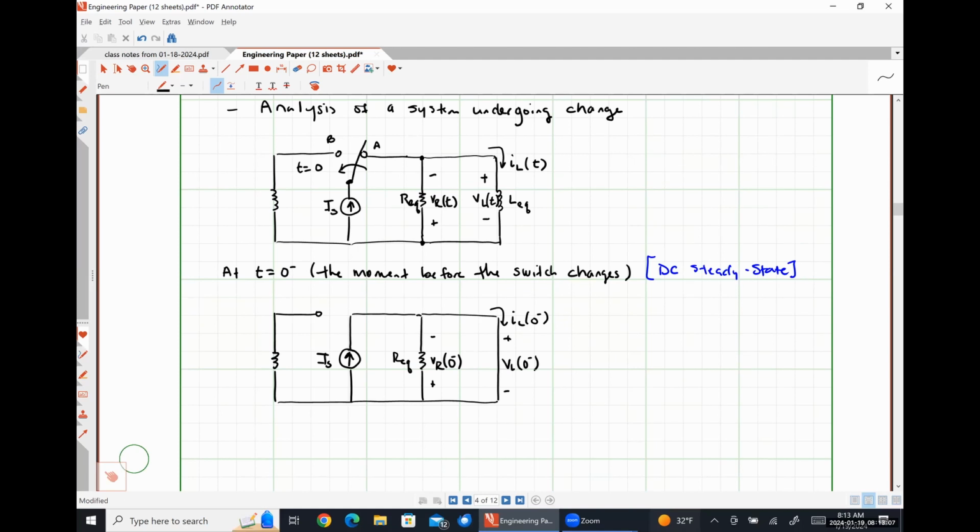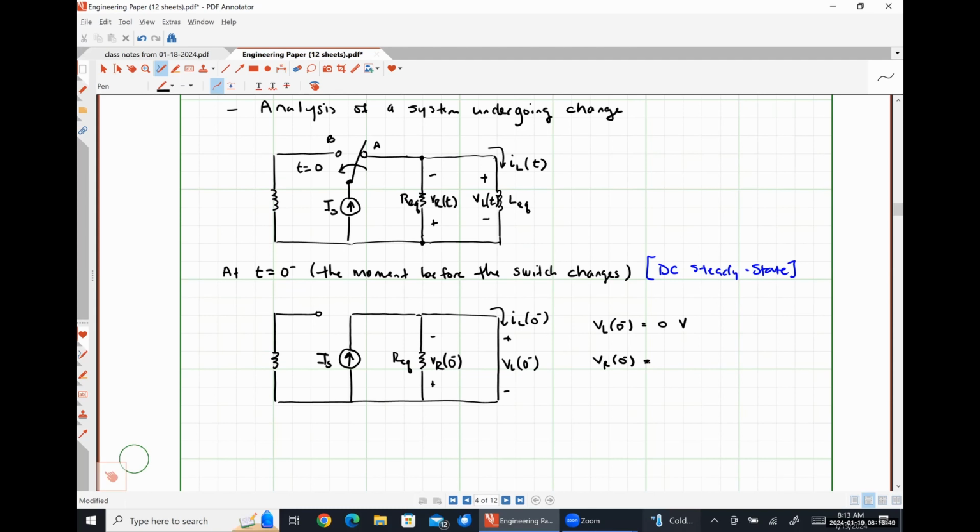So, could we analyze this circuit? Absolutely. Okay, so let's do just that. What's the voltage drop across my inductor going to be? Zero. Why is it zero? It's the voltage drop across a short circuit, and the voltage drop across a short circuit is literally always 0 volts. So VL at 0 minus is 0 volts. We can do that by inspection.